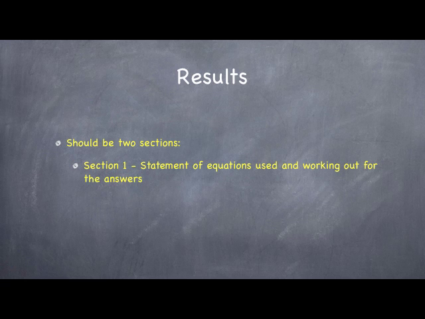Section 1 is the statement of equations used and the working out for the answers. A lot of you put down what the equations were, and from the graph how we deduced the particular mechanical properties. For example, the yield strength, the proof stress, the method of the 0.2% proof stress, the ultimate tensile strength, and the Young's modulus. Quite a lot of people did well in this section.